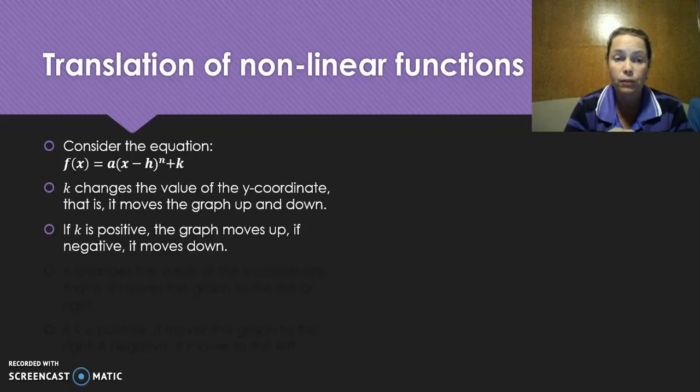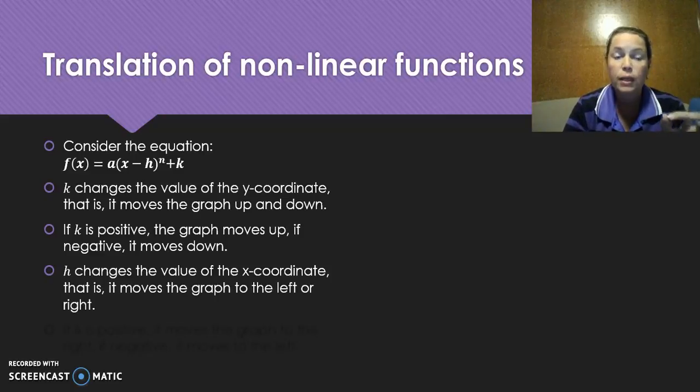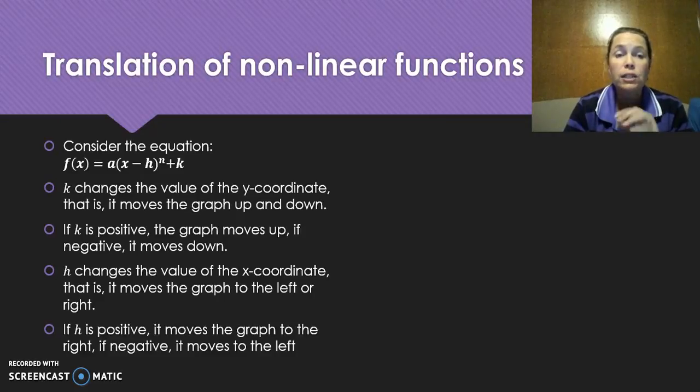And there's the summary of that. So that k changes the y value. Now, if we want to change or slide our graph left or right, that affects the x-axis. So we have to change the x-coordinate. And that is done by adjusting h. So if h is positive, it moves the graph to the right. And this is because our general form is minus something. And if it's negative, it moves to the left.